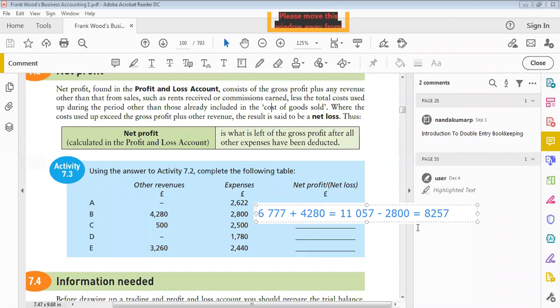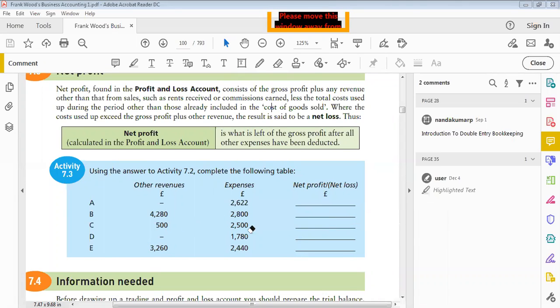Good. So by now you should realize that a trading profit and loss account is made up of two different accounts: a trading account and also a profit and loss account. In your trading account, you calculate gross profit. In your profit and loss account, you calculate your net profit. Let's move on now. Speak if you have any questions.